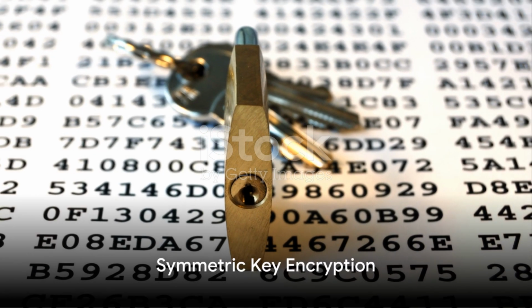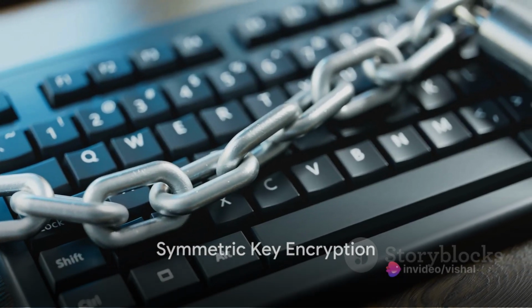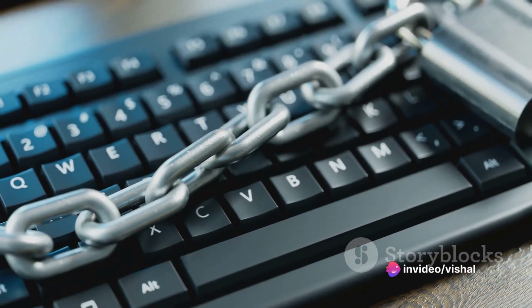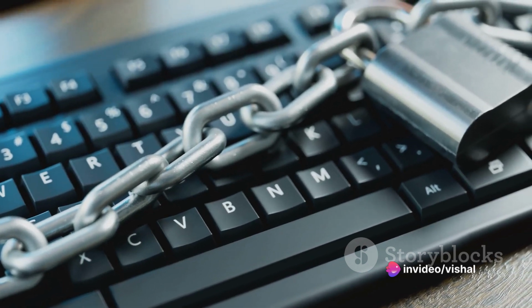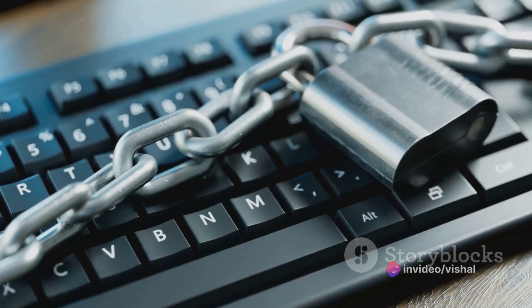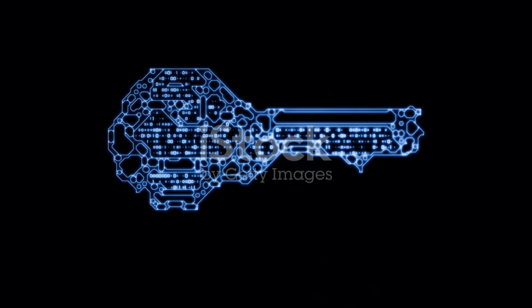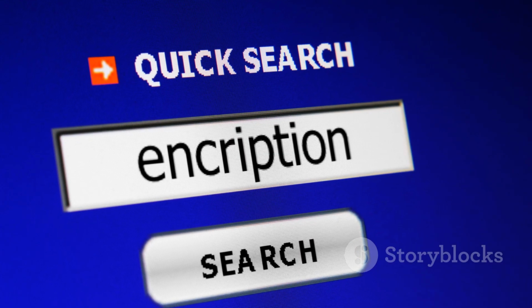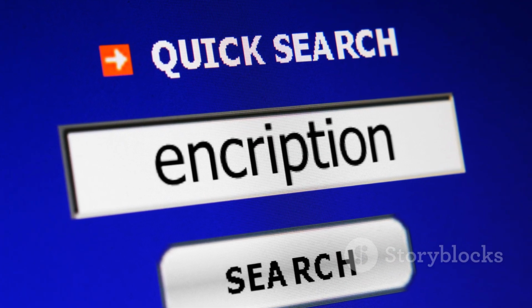One of the fundamental techniques in cryptography is symmetric key encryption. Picture a lock and a key. You'd use the same key to both lock and unlock the door, right? This is the essence of symmetric key encryption. We use the same key to both encrypt, or lock, and decrypt, or unlock, our data.